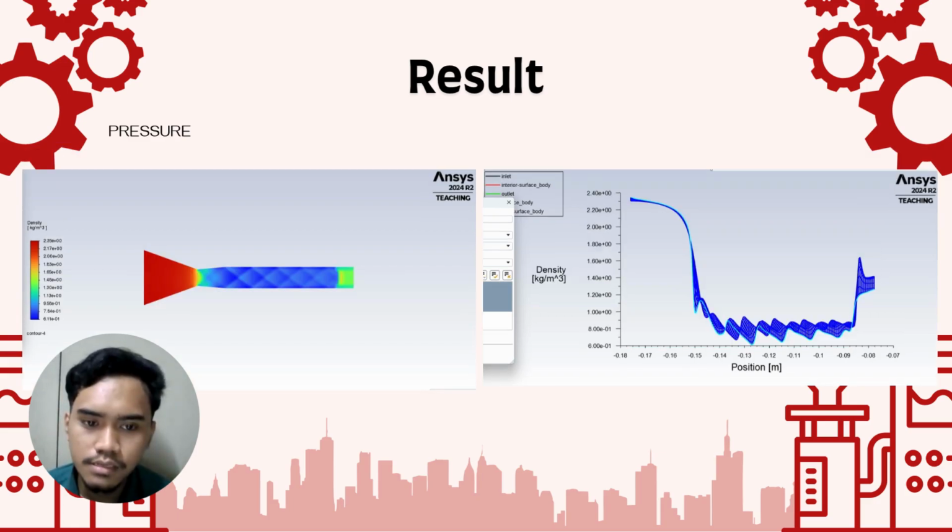And then this is the result of the density of the nozzle. As you can see, it is similar to the pressure, and the density at the throat is 1.65 kilograms per meter cubed. As you can see, there is a diamond pattern. We are going to talk about this next, and then there's fluctuation after the throat.